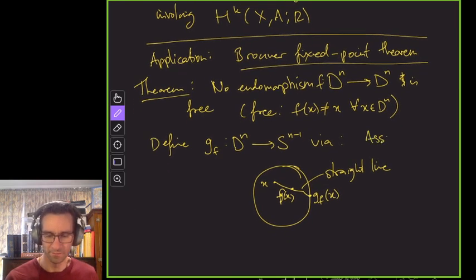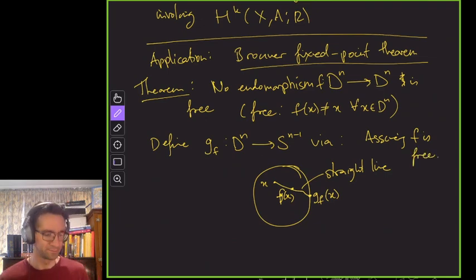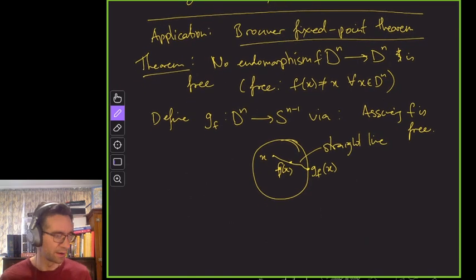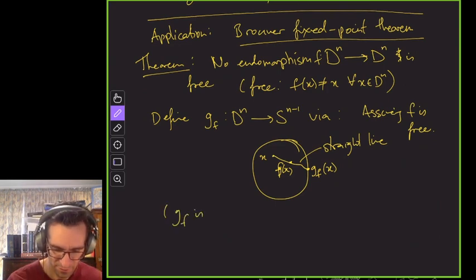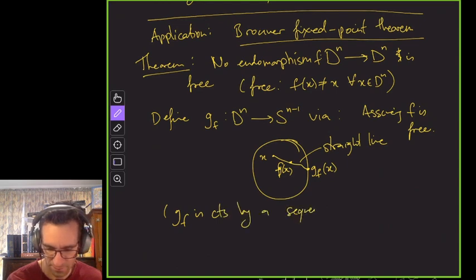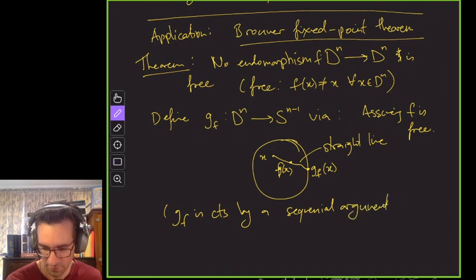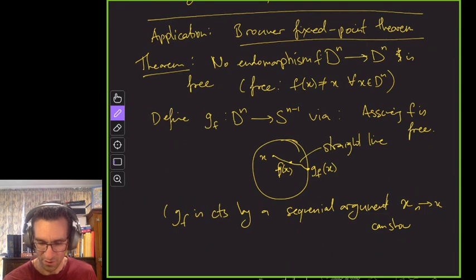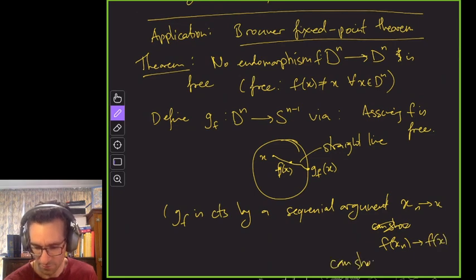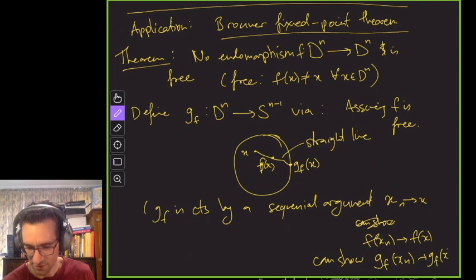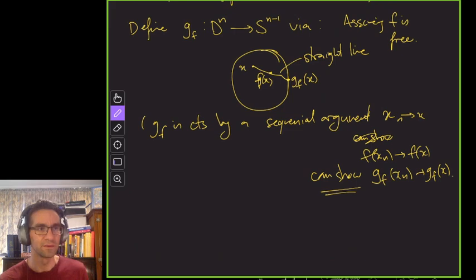So we are assuming f is free. Then what do you do? So g_f is continuous by a sequential argument. If x_n goes to x, you can show, well, f is continuous, so f(x_n) converges to f(x), and then we can show g_f(x_n) converges to g_f(x). I mean, there's a little bit of work there.